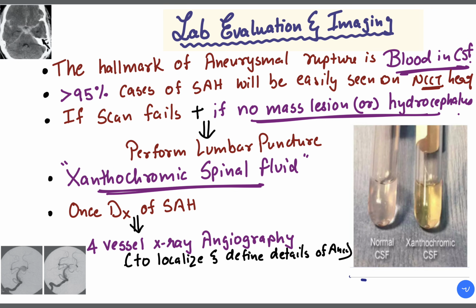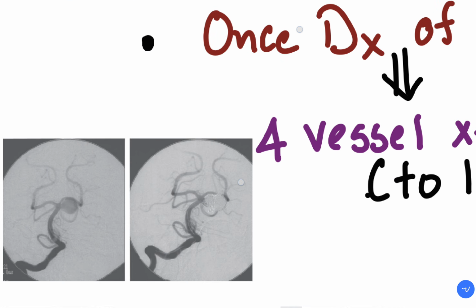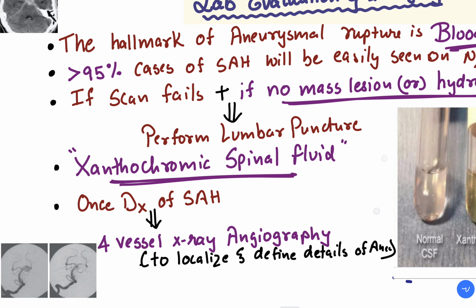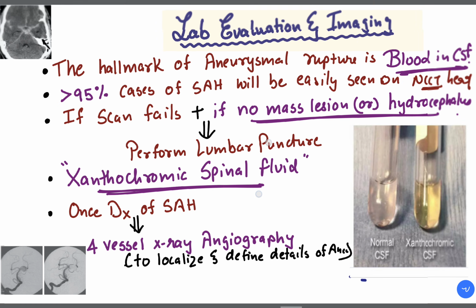Once the diagnosis of subarachnoid hemorrhage is done, then the patient must undergo a four vessel X-ray angiography. This is the image of a conventional X-ray angiography, wherein if I can zoom in, I would like to show you that on the right side there is this berry being shown here, and the same berry has been obliterated with the help of coiling. So diagnosing subarachnoid hemorrhage and then following that patient with an X-ray angiography is a must to localize and define the details of the aneurysm, like how big it is, what is the length of the neck of the aneurysm.